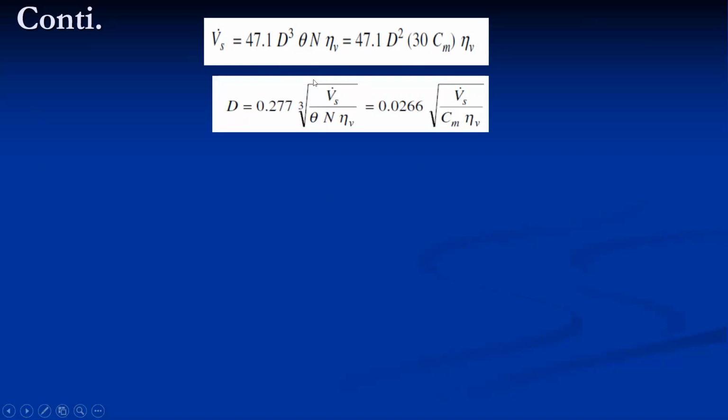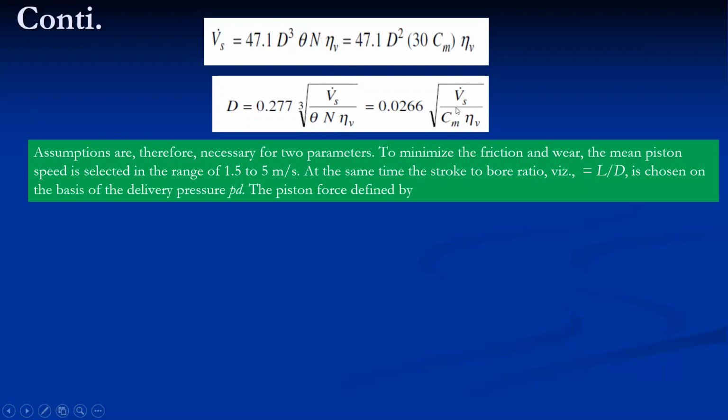From this we can write the expression for the diameter, that is the bore of the cylinder, which is given by this expression. It mainly depends on three variables. Out of the three variables, V dot S is generally given by the design specifications, because as per the design consideration, it is the suction volume required. So assumptions are necessary for two parameters in order to calculate the diameter. Now, to minimize the friction and wear, the mean piston speed should be selected.